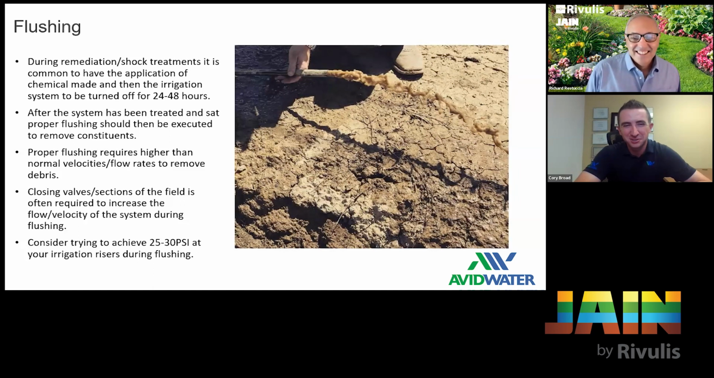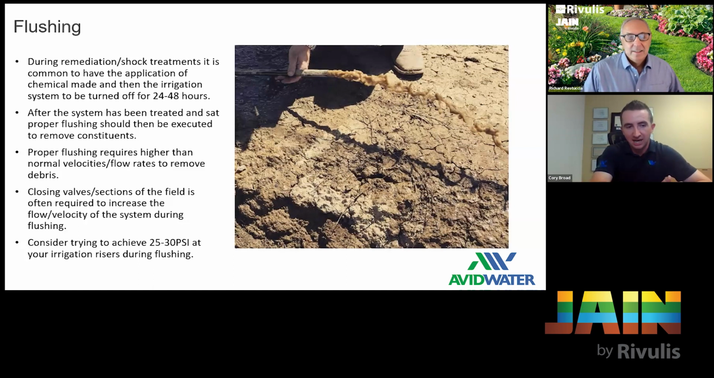During remediation or shock treatment, it's common to have an application of chemical made, and then the irrigation system turned off for 24 to 48 hours, at least per recommendation. That's to allow the chemistry to continue to work, while also not pushing it directly into the soil or even out of the irrigation system. After the system's been treated and sat, you need to, again, flush to remove those constituents.